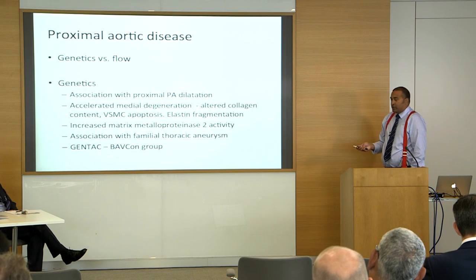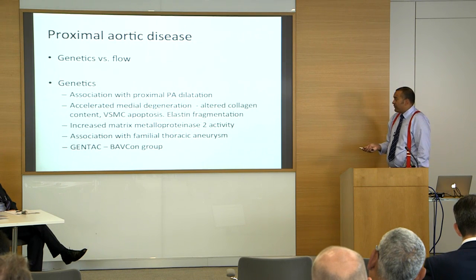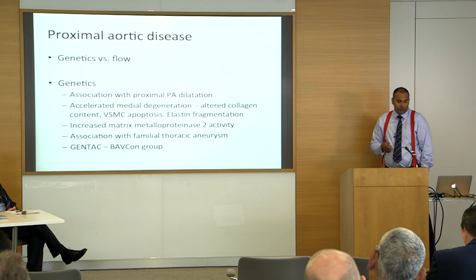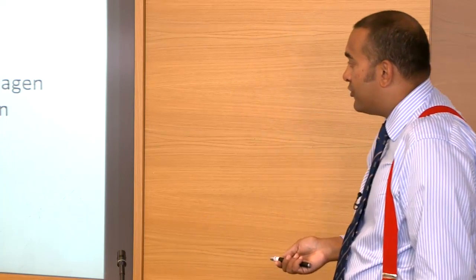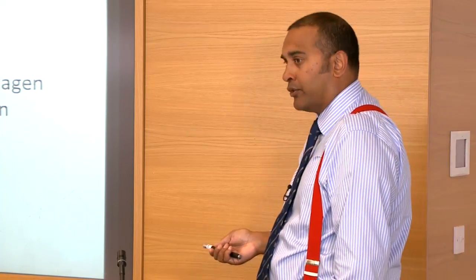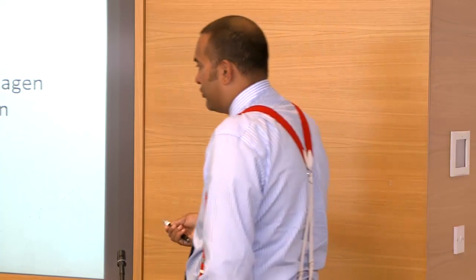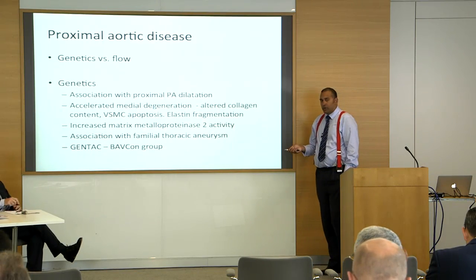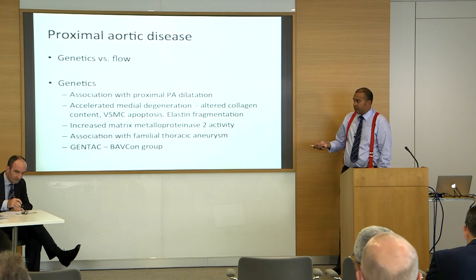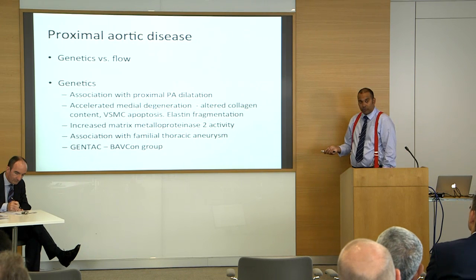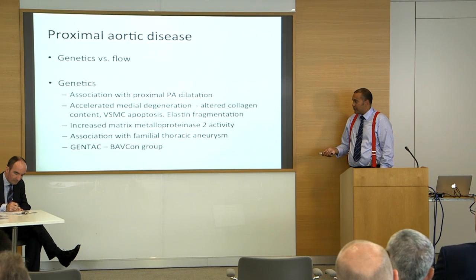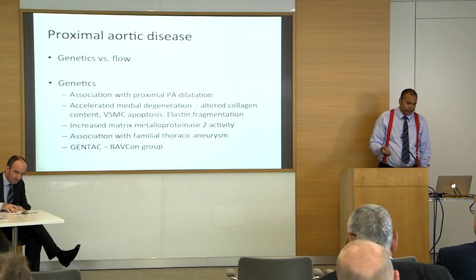You see accelerated medial degeneration, as you do in patients with Marfan's: aortic collagen contents, elastin fragmentation, vascular smooth muscle apoptosis, increased MMP2 activity, and there's an association with familial thoracic aortic aneurysm. And this is all poorly understood. But the GENTAC group, which is headed by Diana Milewicz, which has come out of IRAD, has set up a bicuspid aortic valve consortium group, and they are looking at the genetics of the bicuspid aortic valve.